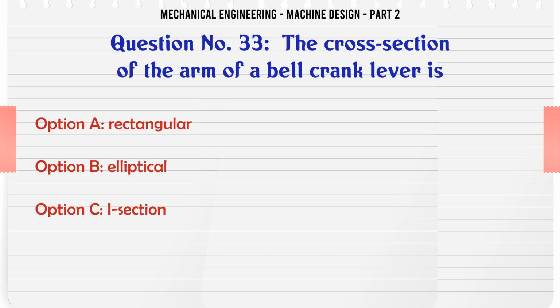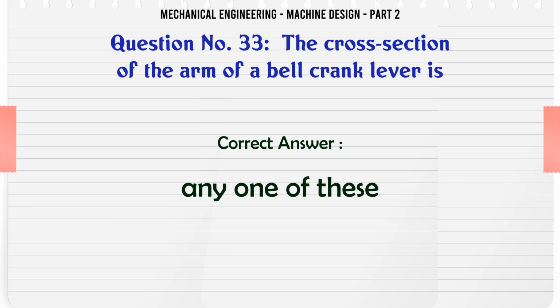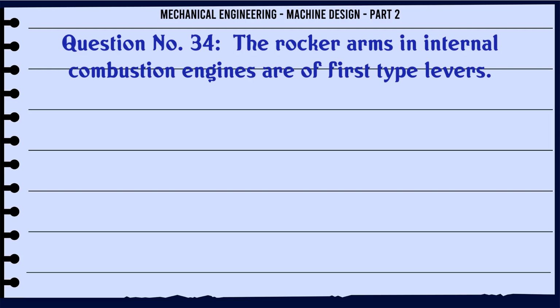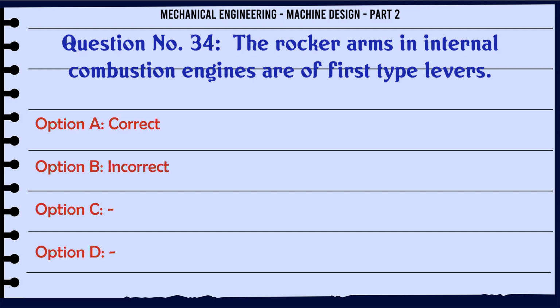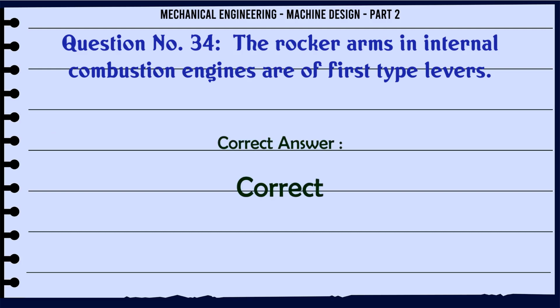The cross-section of the arm of a bell crank lever is A. Rectangular. B. Elliptical. C. I-section. D. Any one of these. The correct answer is any one of these. The rocker arms in internal combustion engines are of first type levers. A. Correct. B. Incorrect. The correct answer is correct.